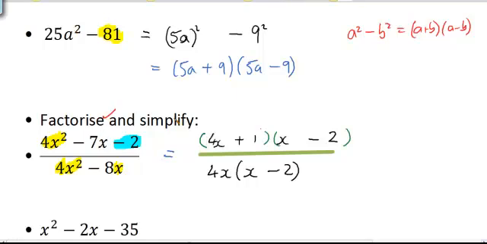The next thing is to simplify. Well, it's 4x plus 1 times x minus 2, over 4x times x minus 2. We can cancel. We can divide this x minus 2 into that one, and we end up with 4x plus 1 over 4x as our answer. So that expression there is exactly the same as that one there.